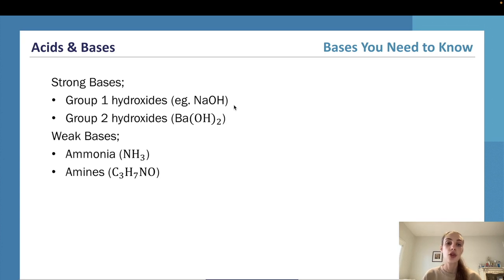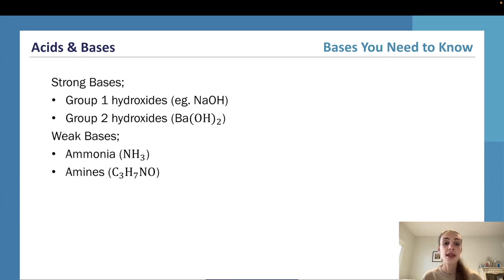So anything in group 1 that can bind to hydroxide. Then you'll also have your group 2 hydroxides. That's a similar concept again. So anything from group 2 that can then be turned into a hydroxide, for example, barium hydroxide, magnesium hydroxide, etc.